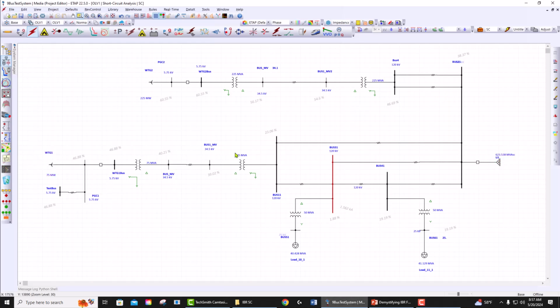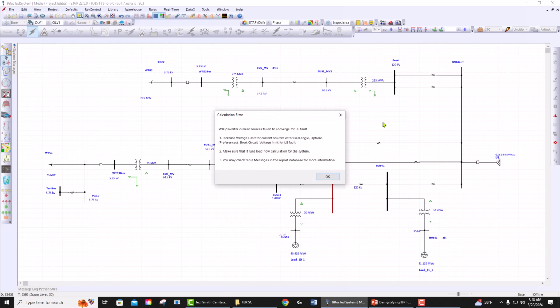What I would like to show in this system is that when we run a fault, because it's a weaker system, it will be more challenging and problematic. And I would like to demonstrate how we resolve those cases. So the first thing I would like to do is run a maximum short circuit current. And when we run this case, you will see that it says that the WTG inverter controls failed to converge for line to ground faults.